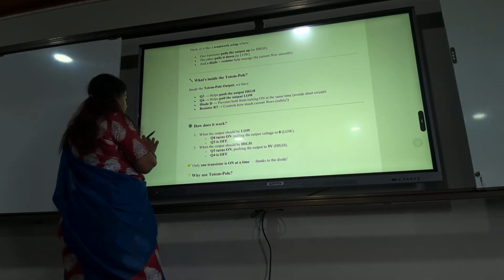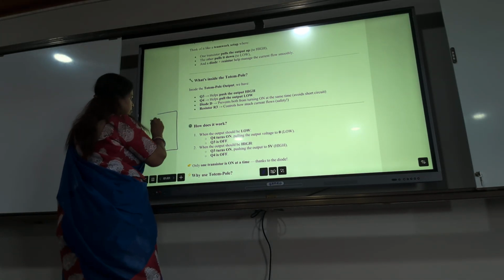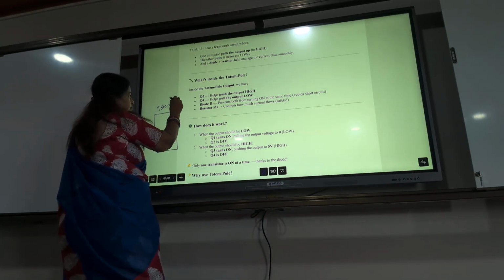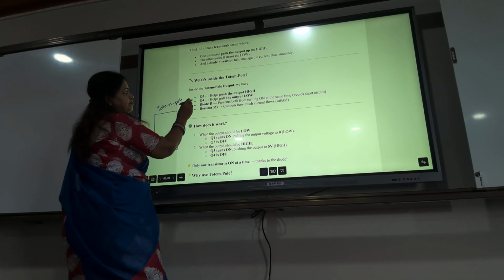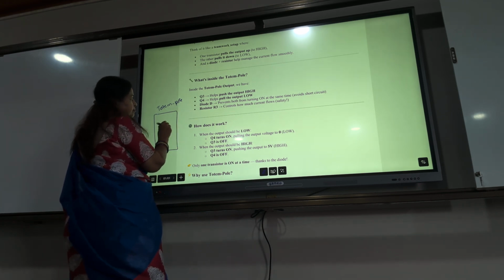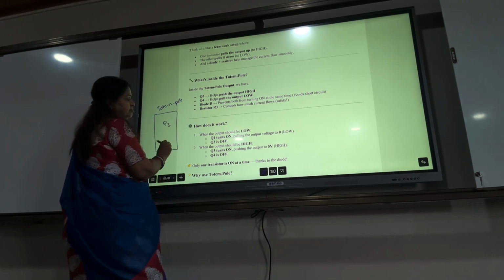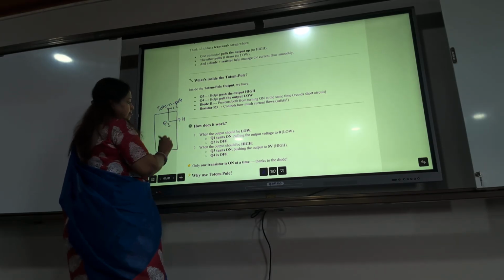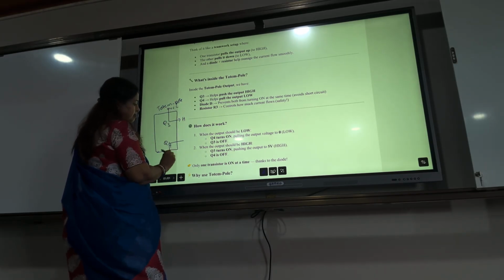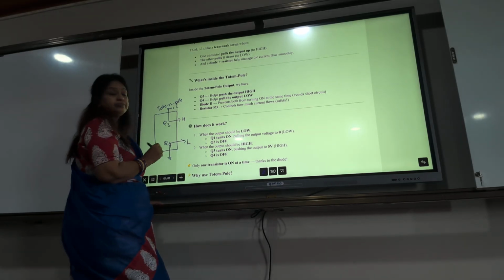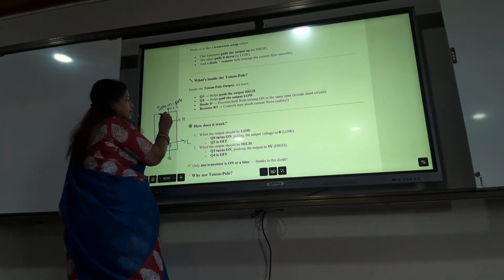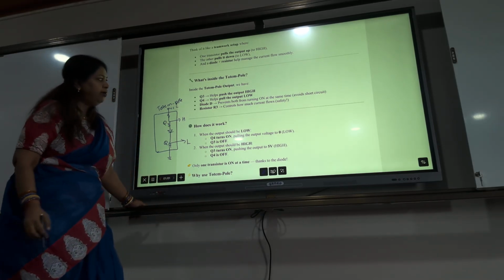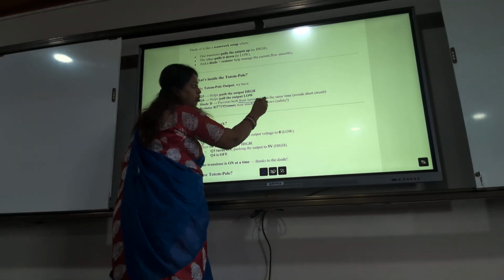Then what is inside the totem pole? They ask separately about the totem pole. What do you have in the totem pole? You have Q3, you have Q4. This will pull to high. This will move to low. And you have a diode and a transistor.